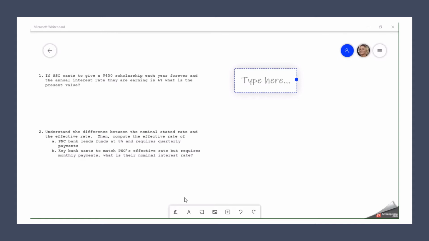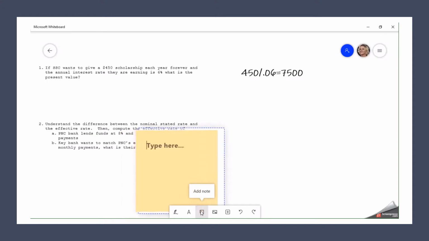So the first one we have: if the college wants to give a $450 scholarship each year forever, and the annual interest rate is 6%, what is the present value? Even though it uses the term present value, we're not using our time value of money keys. It's just a straight formula where we take our $450 and divide that by the 6%, or 0.06. And that gives us $7,500. So that is your present value.